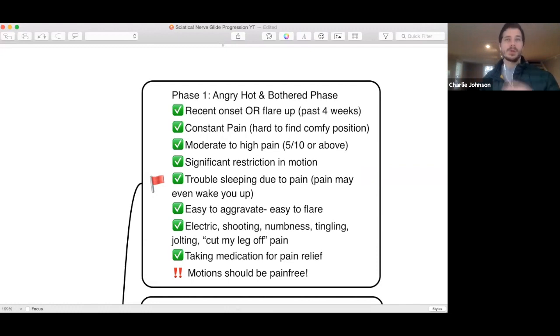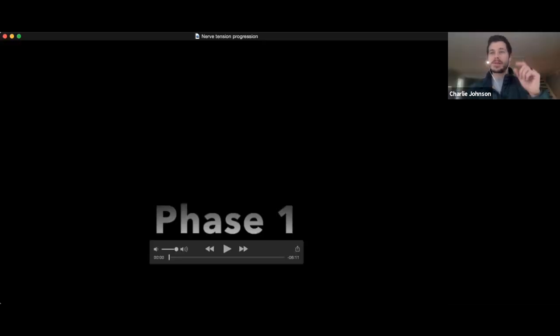So it's something where you do a little motion and then you're like, oh man, for the next few hours or for the next day, I noticed that I had trouble, right? So electric shooting, numbness, tingling, jolting, cut my leg off type of level or extent of pain. People will say, hey, it felt excruciating. So when I'm working with somebody, I'm listening to their descriptor of what's going on. So that's generally how people describe it. You may or may not be taking medication for pain relief if you're in this phase. And in this phase, motions or any type of treatment, I don't care what it is, again, this is just the tip of the iceberg, but there's many ways that you can approach sciatica, motion should be pain-free.